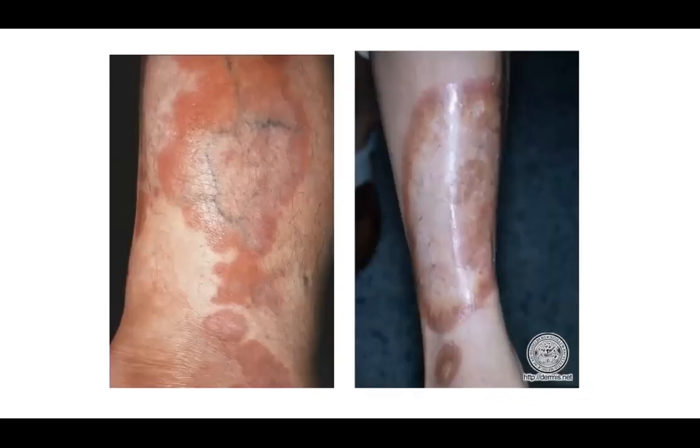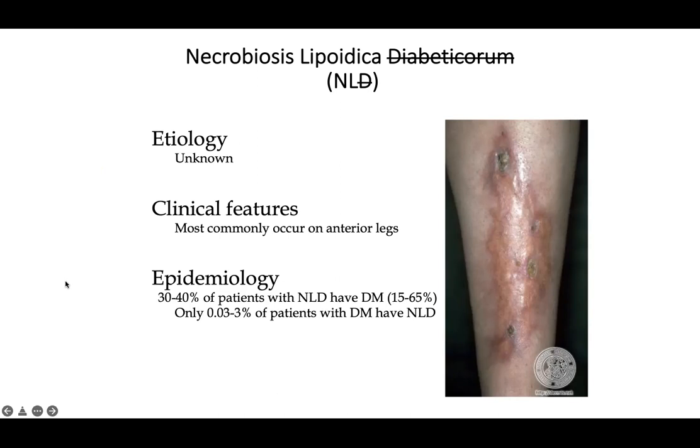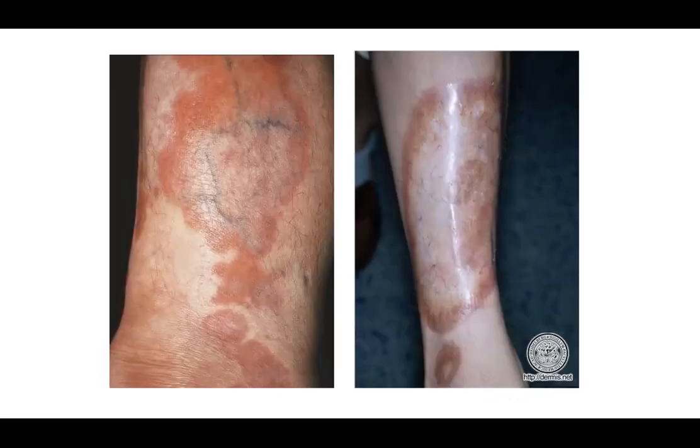Just a larger clinical example of necrobiosis lipoidica here. And so with the necrobiosis lipoidica, it can get to a point that it's so extensive that you're going to have ulceration. And we've had some cases before where we had ulceration, and when we did the biopsy, we thought we were seeing features of necrobiosis lipoidica.